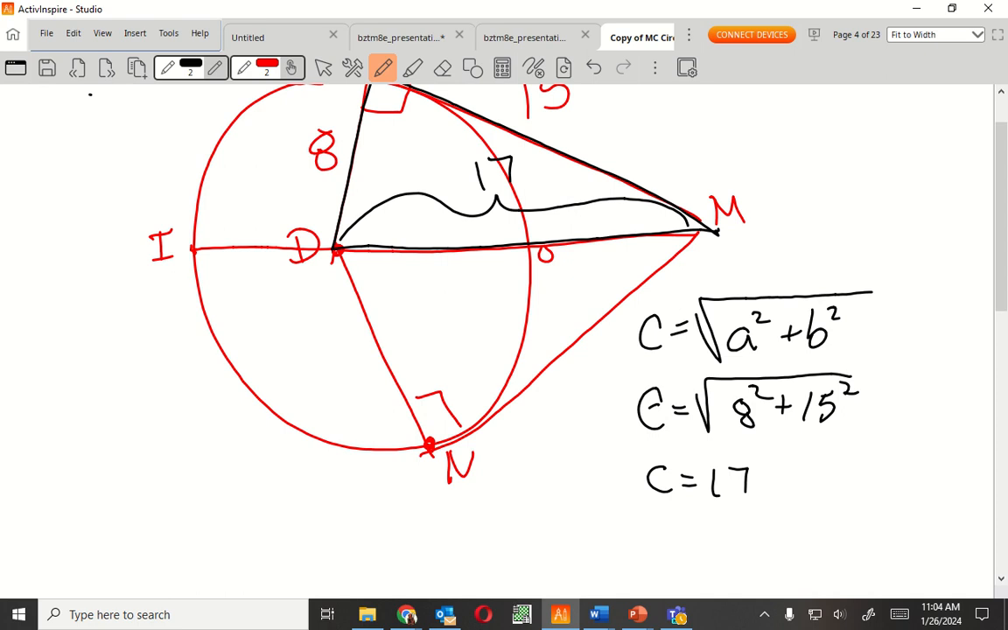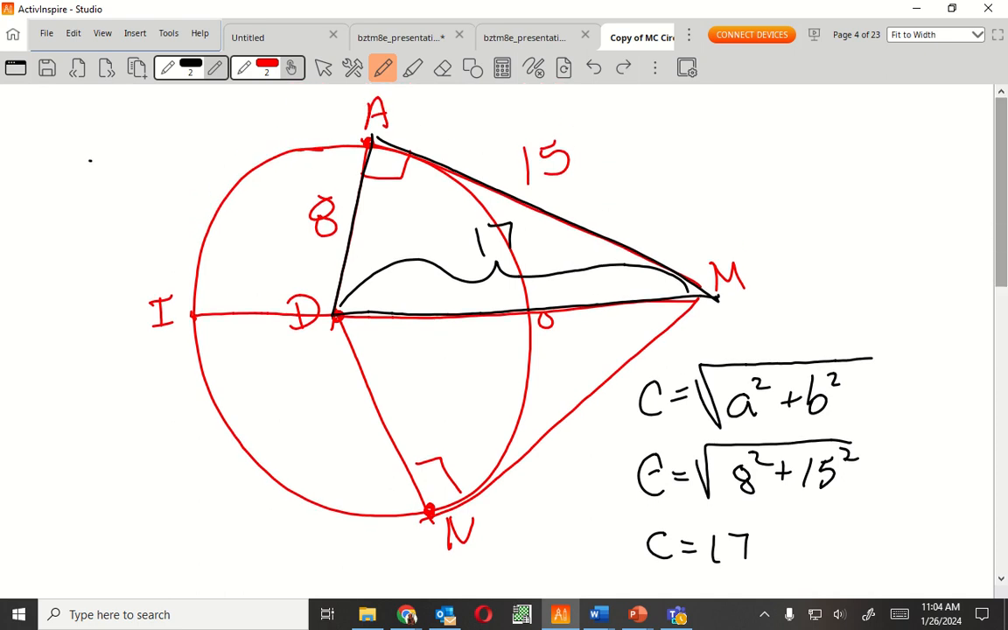All right, so what we learned from yesterday, the radius of the circle. Looking at this, if DB is 8, what's DO? 8. Why is it 8? Because it's the same. The same radius, right? The radius is always going to be the same, so from D to O is 8.